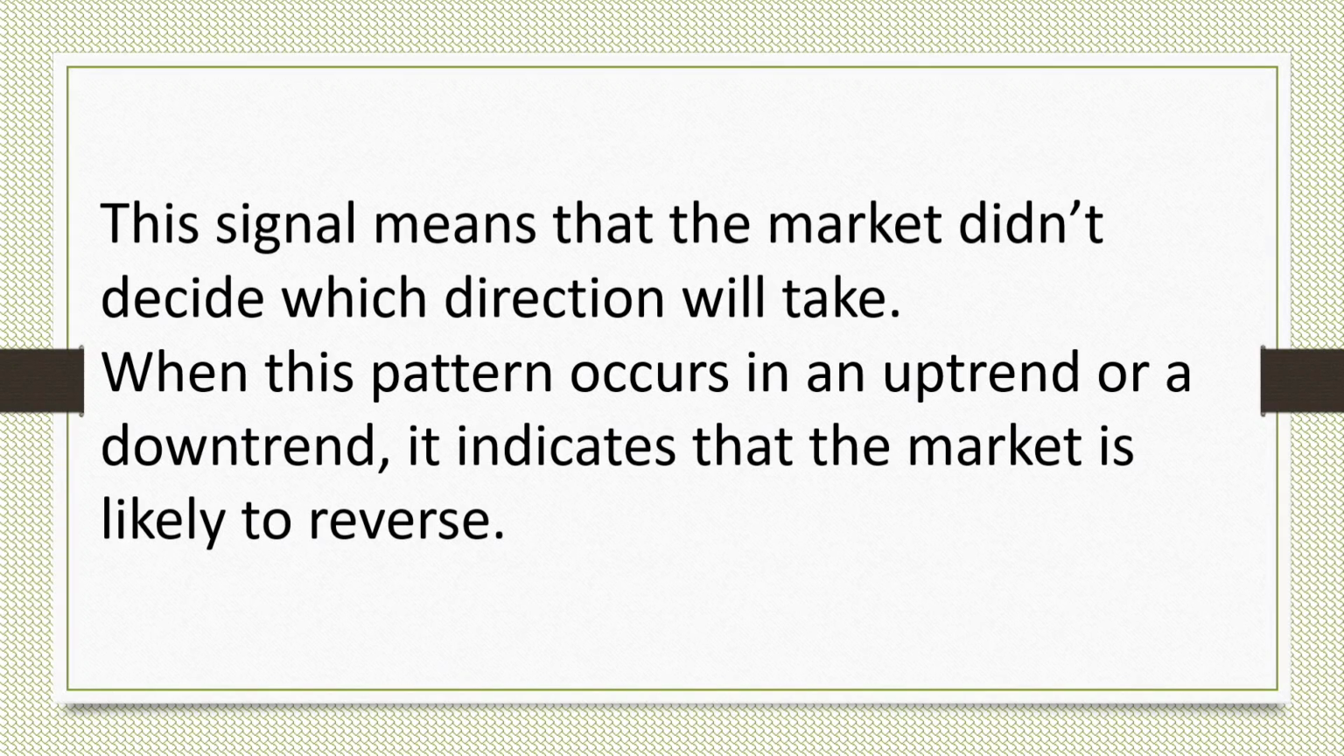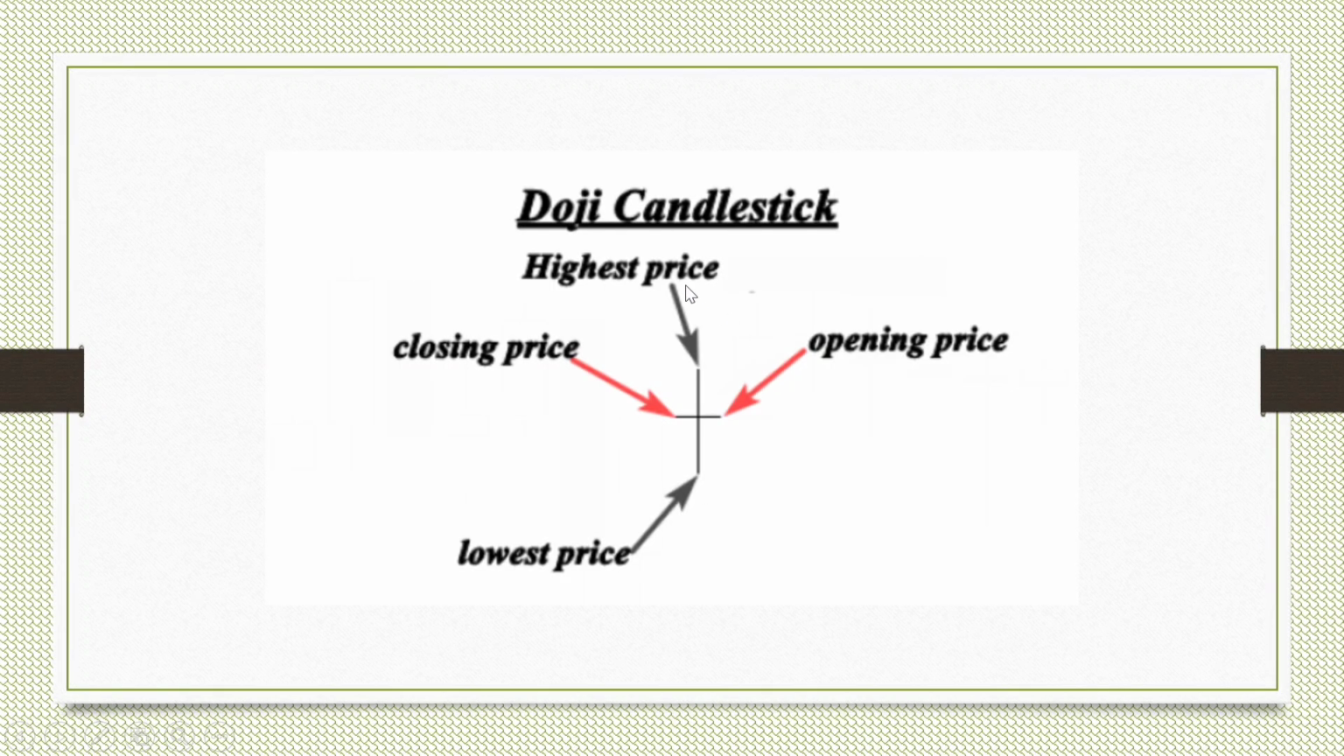This signal occurs when the market hasn't decided which direction it will take at that moment. Now, when the doji pattern, as that's what we are talking about, occurs in an uptrend or in a downtrend, it indicates that the market is likely to reverse. So whenever you see a doji candle on the charts, just expect price to reverse.